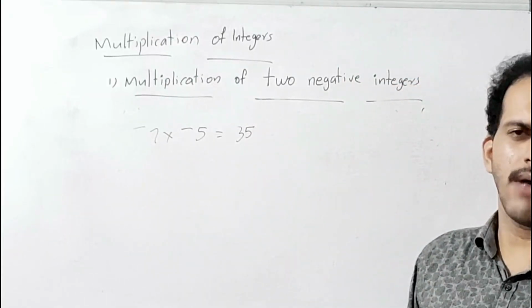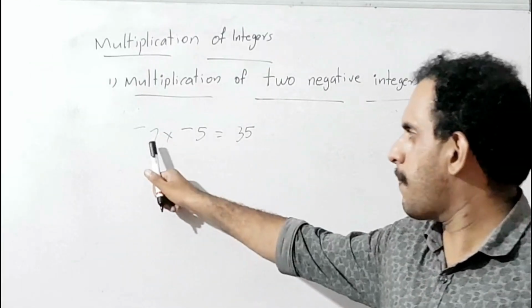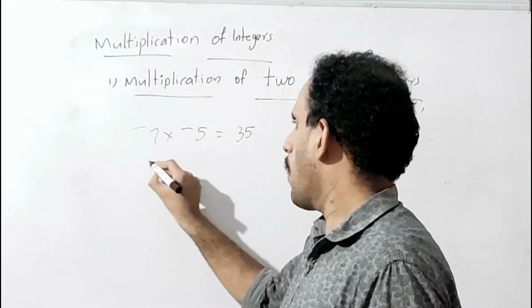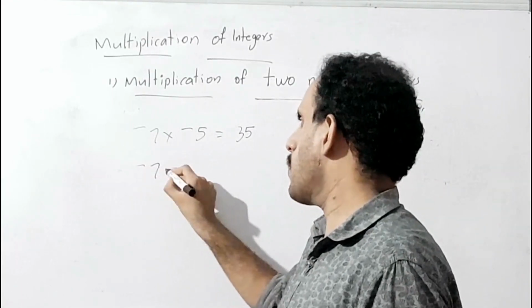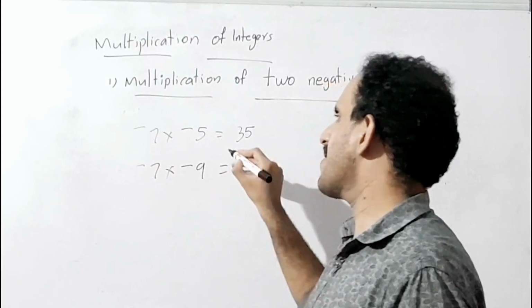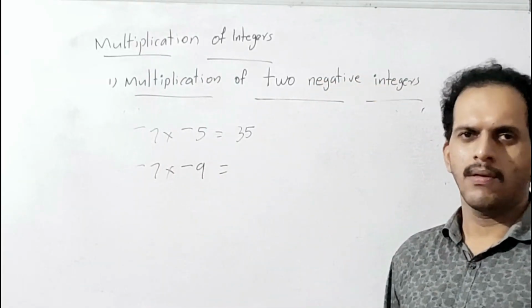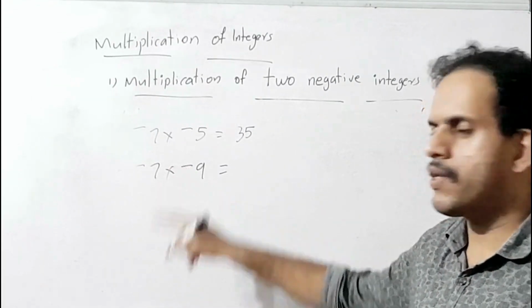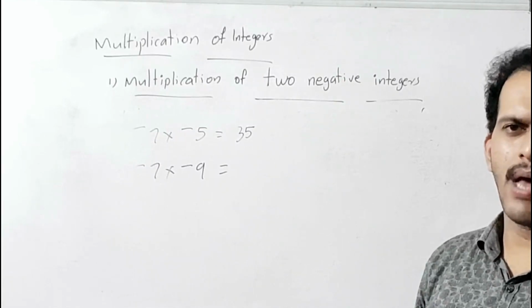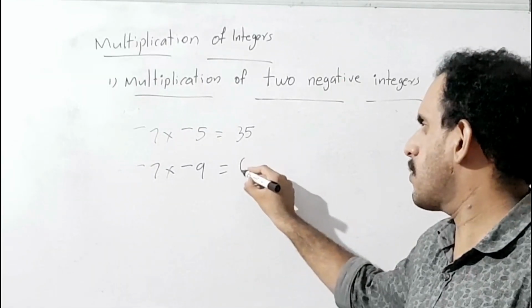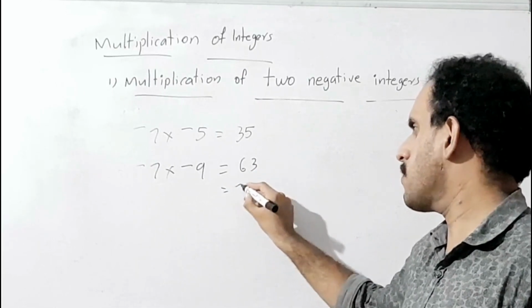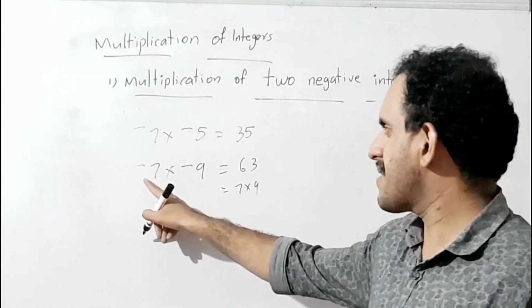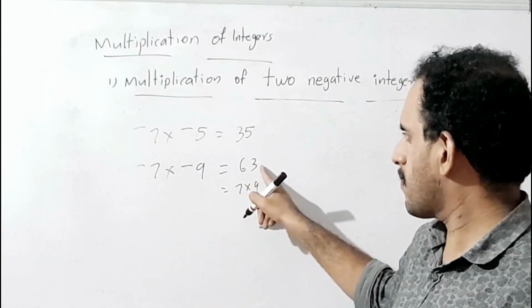Correct? Minus 7 into minus 5, the answer is positive. We multiply 7 into 5, 35. Correct? So, minus 7 into minus 9. What is minus 7 into minus 9? We multiply two negative integers, so the answer is positive. 7 into 9. What is 7 into 9? 63. So we conclude like this: minus 7 into minus 9, the answer is 63.